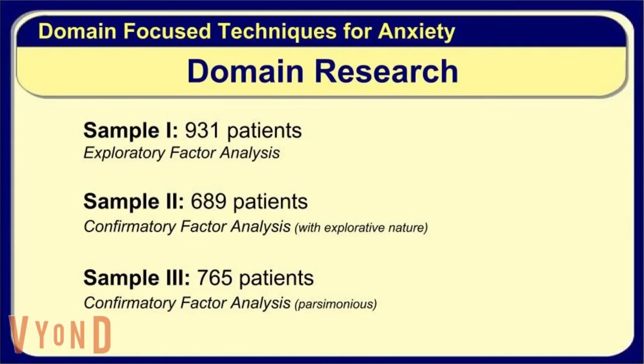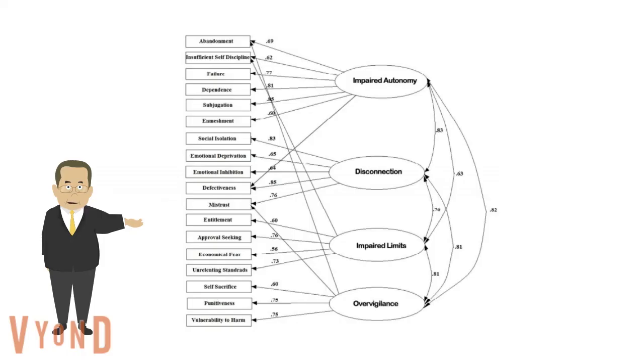For tuning up the domain layer, we gathered big clinical data with the help of 6 different centers in Turkey. The total sample size was 2,400 clients. We applied exploratory factor analysis to the first sample. Then, using the model we extracted from the first analysis, we made a confirmatory factor analysis with the second sample, and finally, with a little fine-tuning, we tested our model with the third one with confirmatory factor analysis. Here is a picture of our model: 18 schemas and 4 domains.